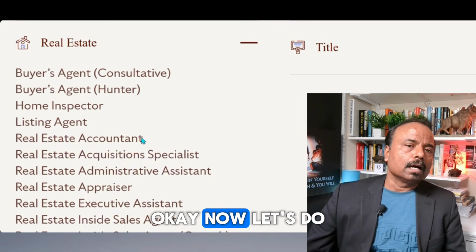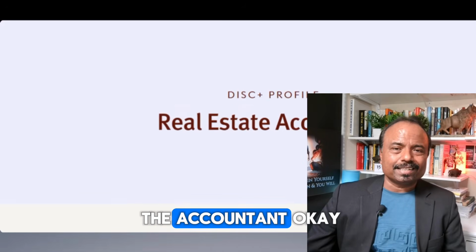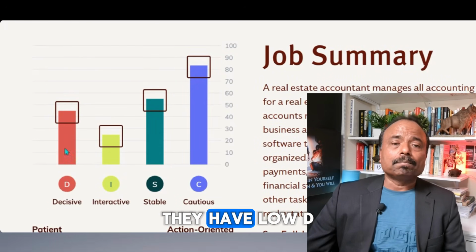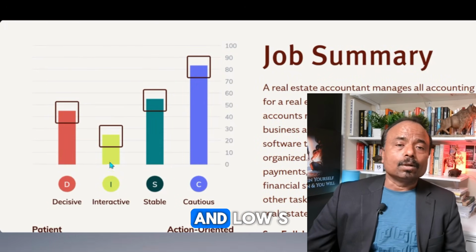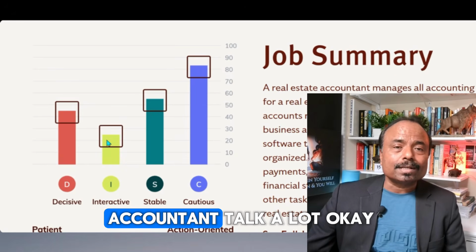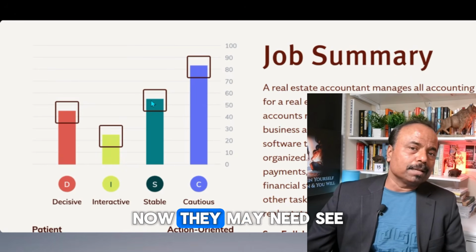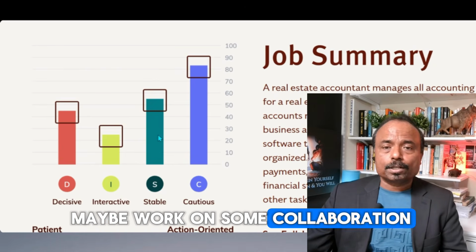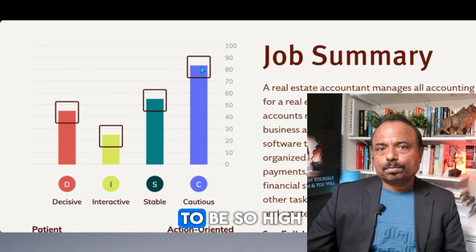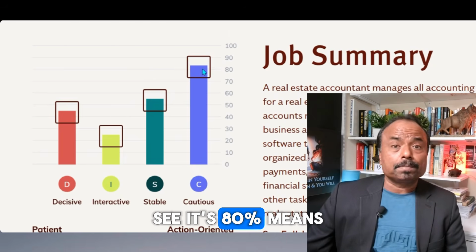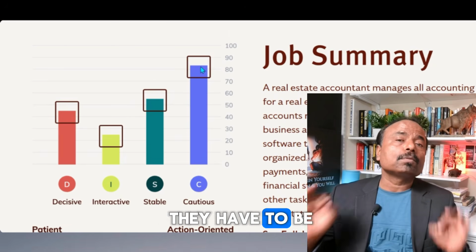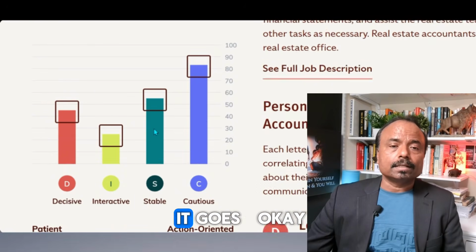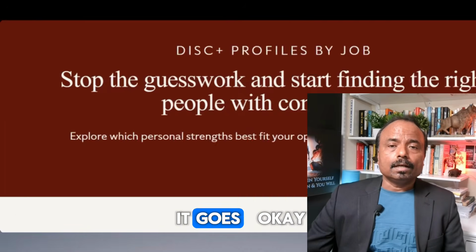Now let's do the accountant. It's a totally different personality. They have low D and low S. You don't want your accountant to talk a lot. Now, see, it's almost 50, so they may need to work on some collaboration, and then C has to be so high. See, it's 80%, meaning they have to be very, very cautious. So that's the way it goes.